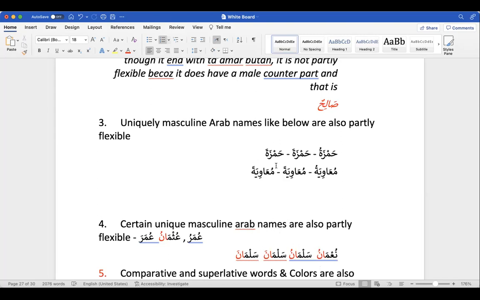So don't worry if you don't remember it. Hamza, at least you can remember. Mawiya, these are Sahabi names, Umar Raziallahu anhu, Usman. So these are all partly flexible.